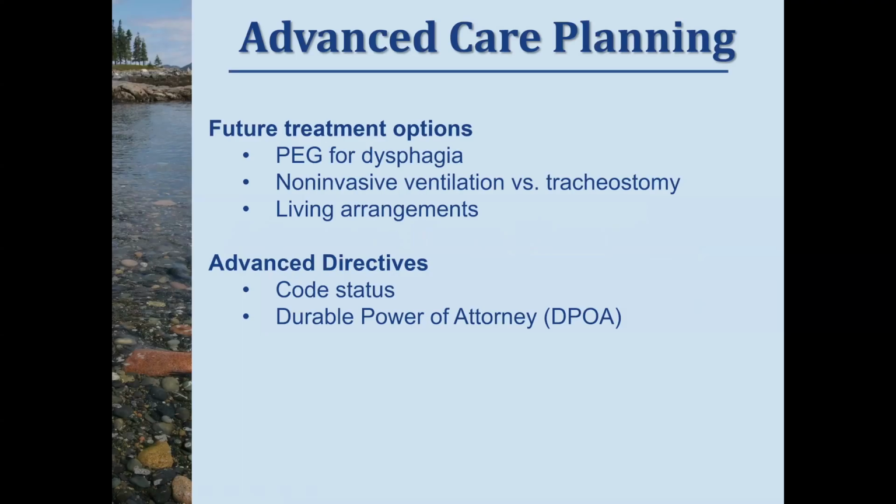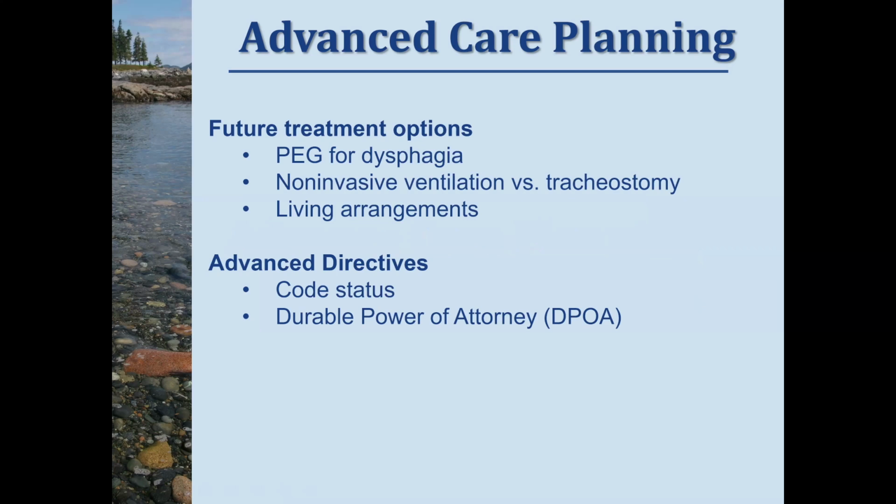So let's talk about advanced care planning. A lot of times what we need to do early on is talk about those future treatment options. What does a PEG look like for you? How are we going to use it for dysphagia? Is that something that fits into your idea of a plan of care? Non-invasive ventilation. What does it look like and what does it mean for you? Would it lead to tracheostomy?